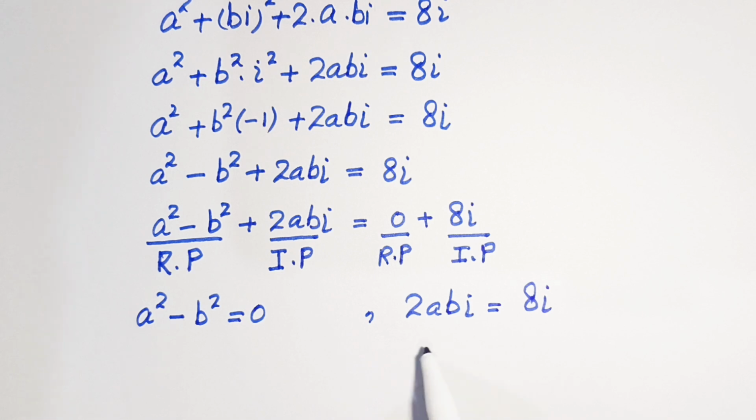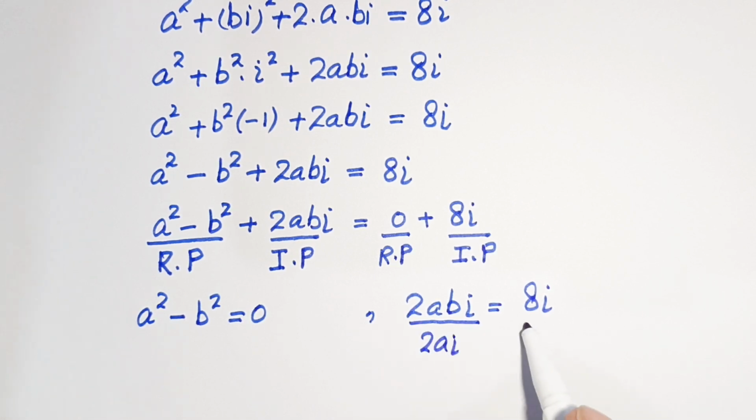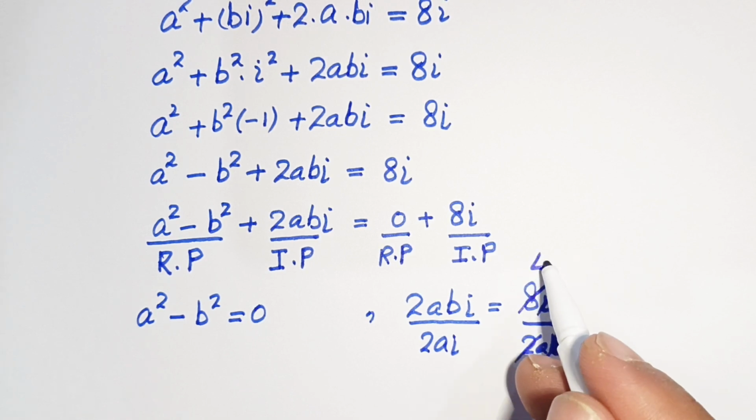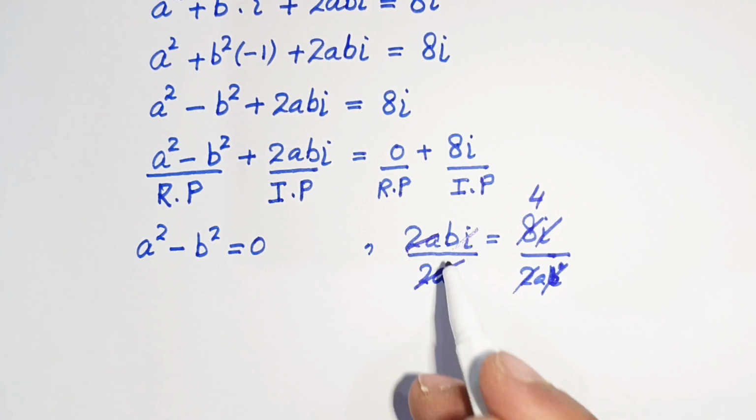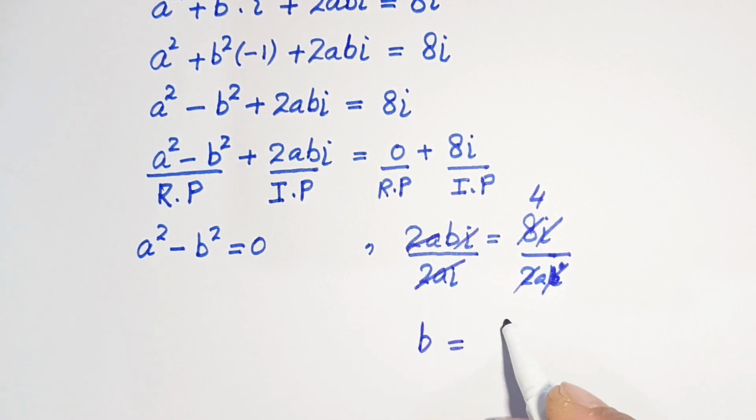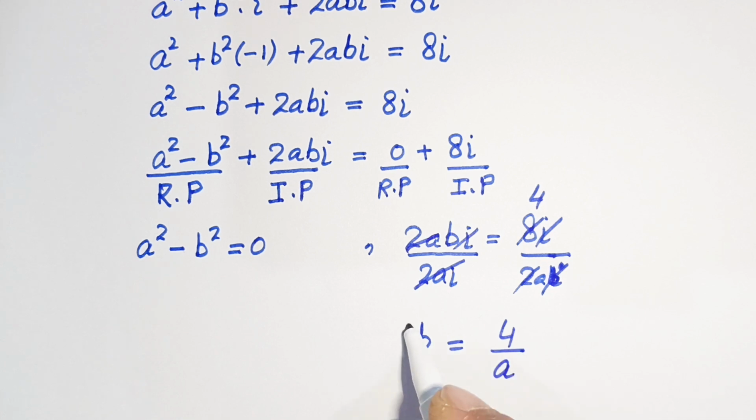Now if we see this, we divide both sides by 2i, so this i can be cancelled out. 2 ones are 2, 2 fours are 8, so this can be cancelled. So b is equal to 4 over a.